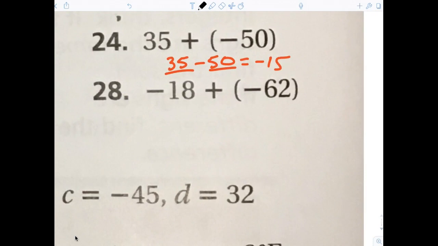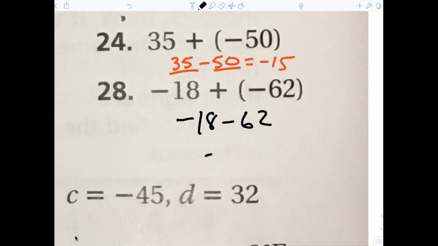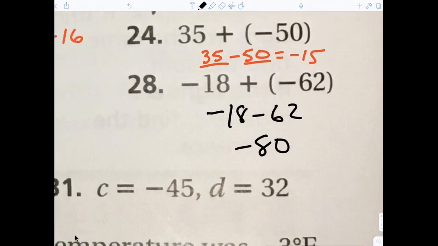What's this one? Wow, Jack, I'm proud of you, buddy. Negative 80, because technically this is negative 18 minus 62. So if they're both negative, you add them. Very nice work, buddy. All right, negative 80. All right, back up here.